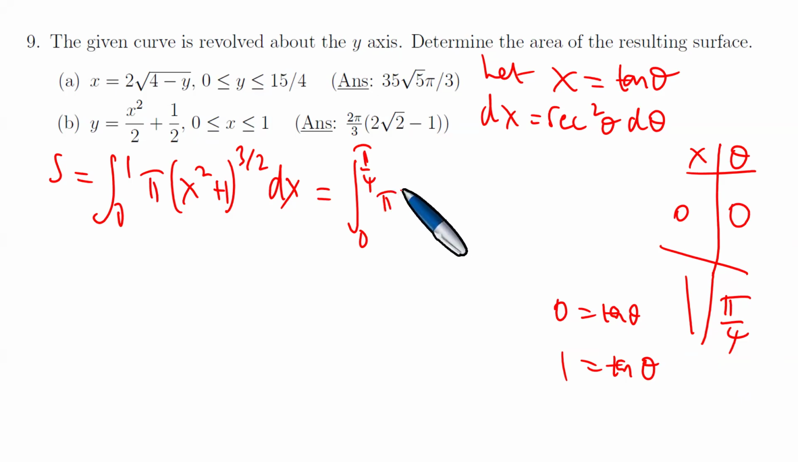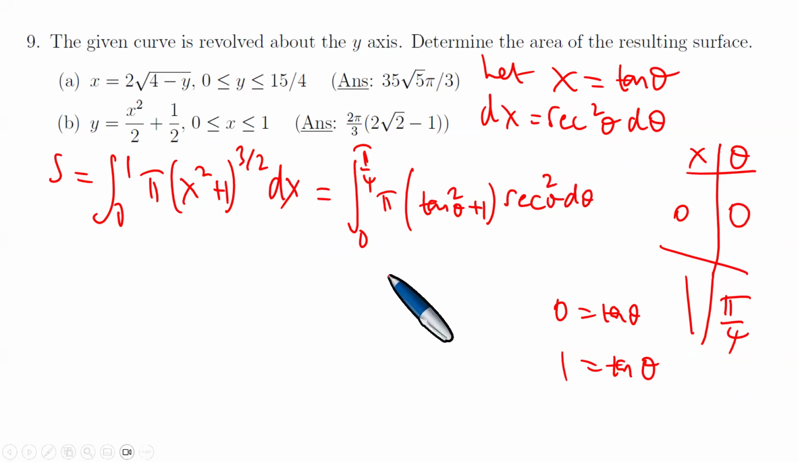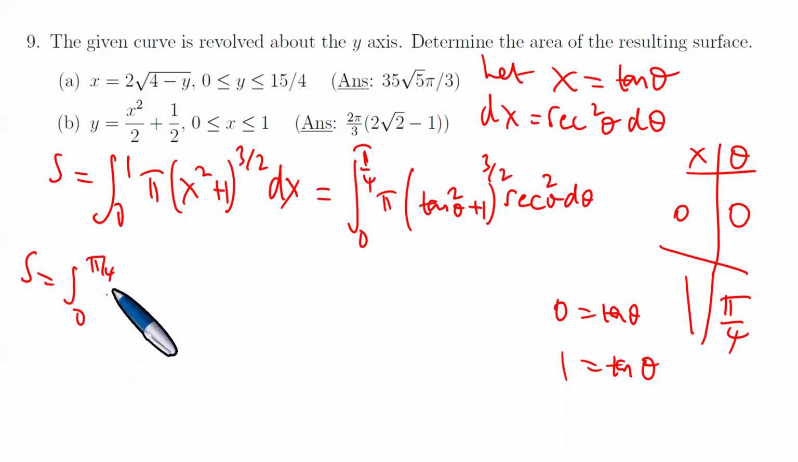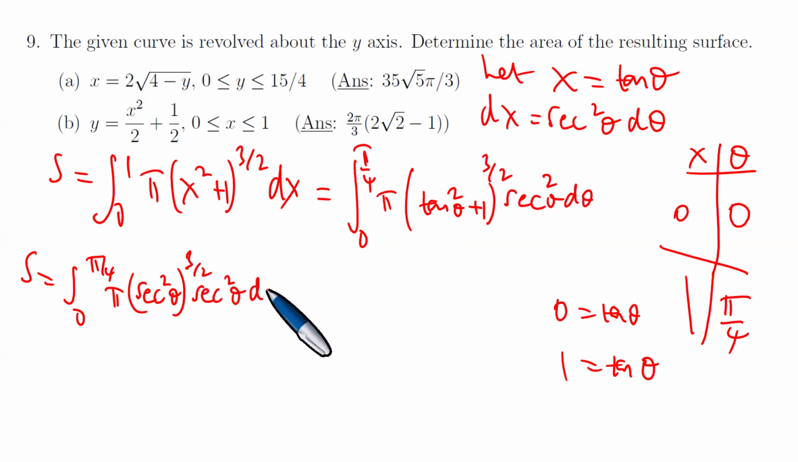Right, and then you have pi, and then here you'd have the x squared plus 1. What is the x squared plus 1? It is the same as tan squared theta plus 1. Then what is dx? dx is sec squared theta d theta. Okay, the power is 3 over 2. And then you integrate from 0 to pi over 4 radians. The tan squared plus 1 is the secant squared theta to the power 3 over 2, times secant squared theta d theta.